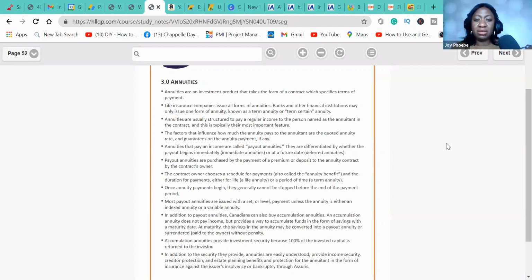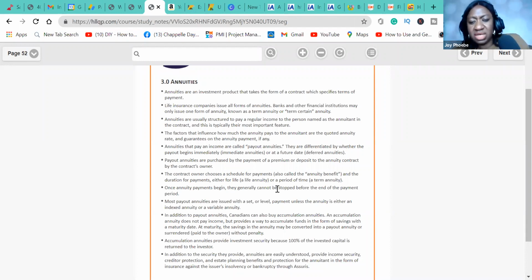Let's see if the contract holder and the annuitant have to be the same. Let's find out. The factors that influence how much the annuity pays to the annuitant are the quoted annuity rates and guarantees on the annuity payment, if any. So that's what determines how much is received as annuity payment. Basically, the rates.